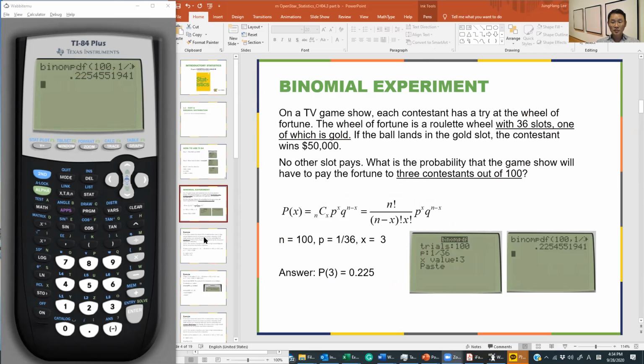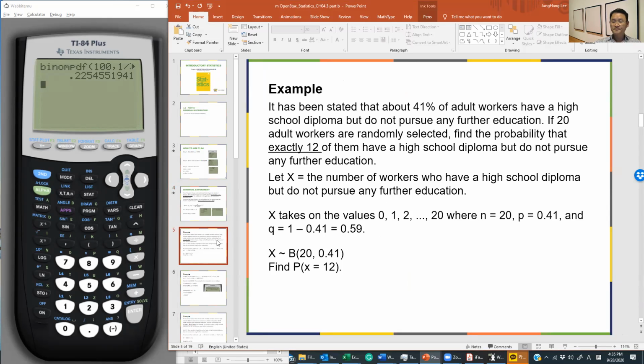It's that simple. But I guess the difficult part is that we have to recognize this question as a binomial question. I think that's the difficult part. But once you recognize this as a binomial, then using the calculator and figuring out those variables shouldn't be too bad. So let's try this one right here.